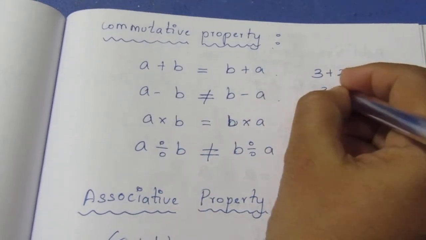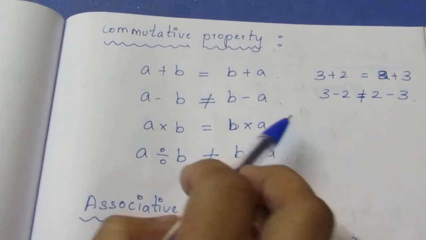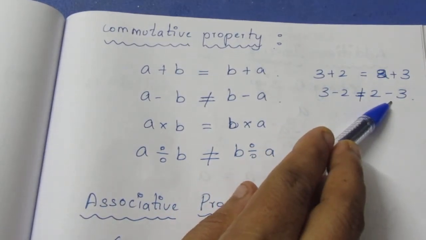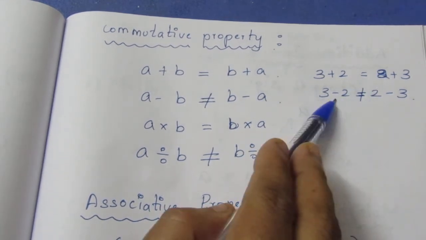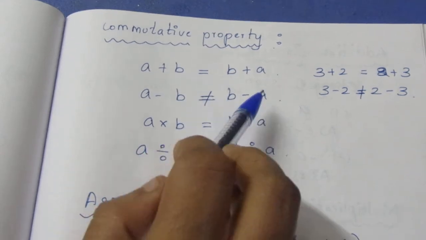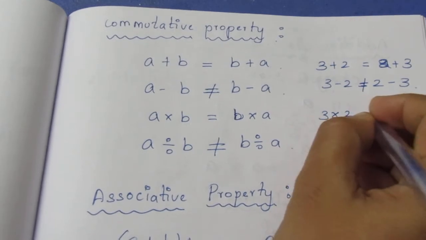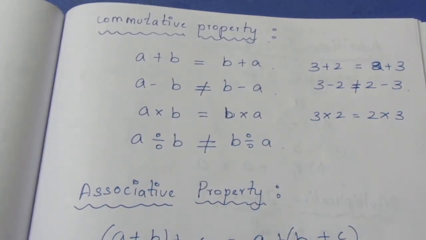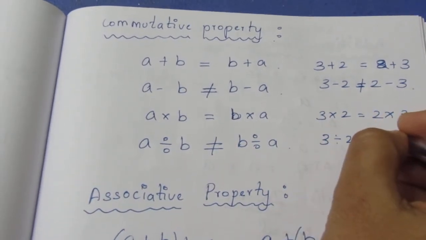Here 3 minus 2 is equal to 2 minus 3? It is not possible because 3 minus 2 is 1 and 2 minus 3 is minus 1. So 1 is not equal to minus 1. So the commutative property is not satisfied with subtraction. The same way, if I multiply the two numbers 3 into 2, which is also the same as 2 into 3, because both answers are 6. Here in division, 3 divided by 2 is not equal to 2 divided by 3.